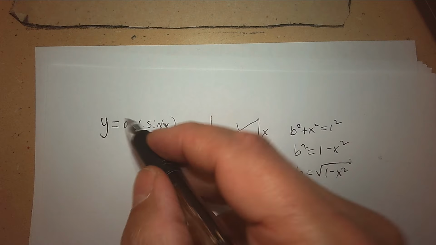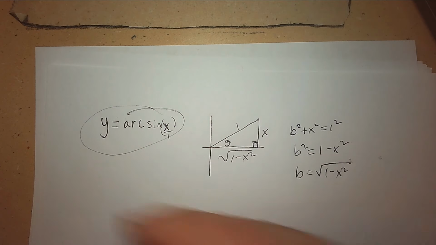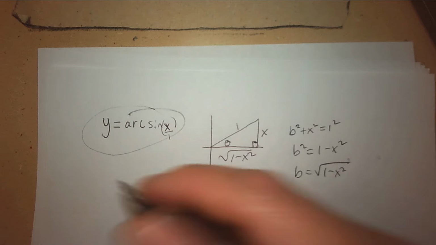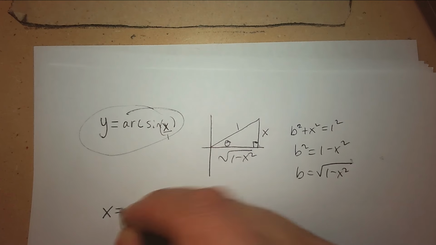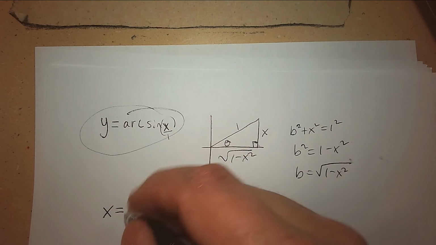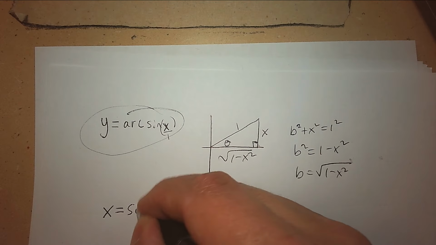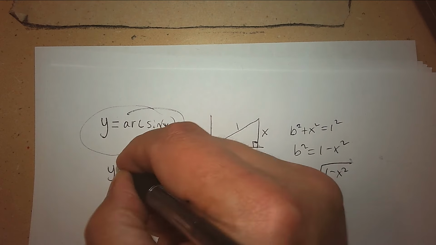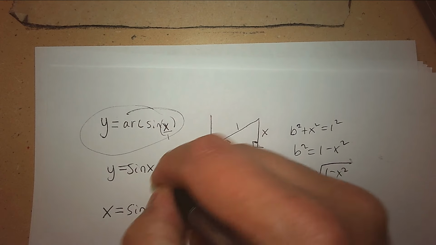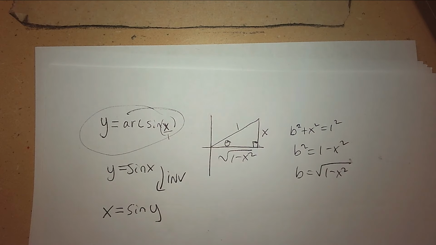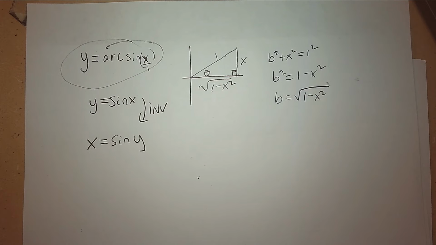Now, if I go back to understand what inverse means, the x and y have been flipped. So instead of y equals sine x, the inverse is x equals sine y. So y equals sine x. What's the inverse of that? The x and y have been flipped.